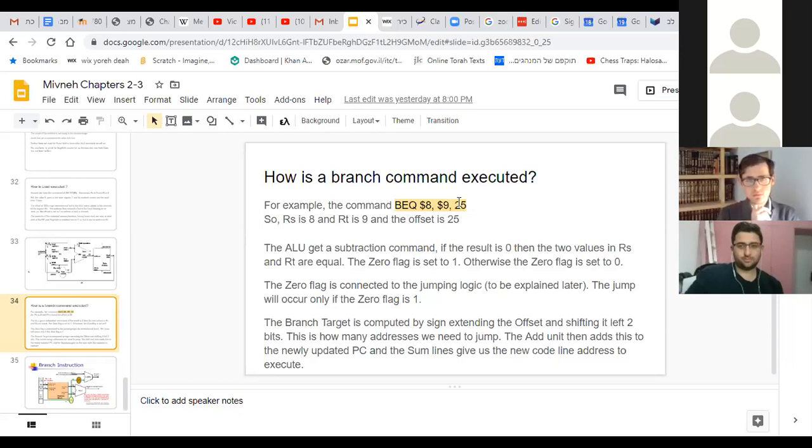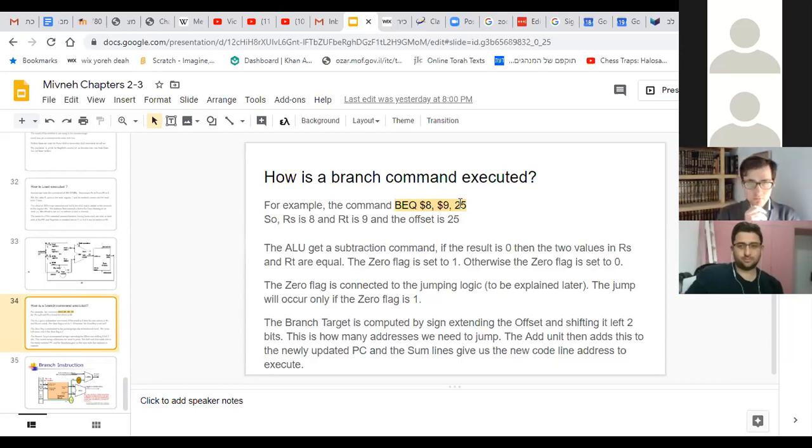Because you can't jump to something that's not ending in 00. That's not a multiple of 4. 25 would be an illegal address if we really wanted to go there. We can't jump there. Would you need to put a hexadecimal number there? No, the way he's writing this, no. This is a decimal number.